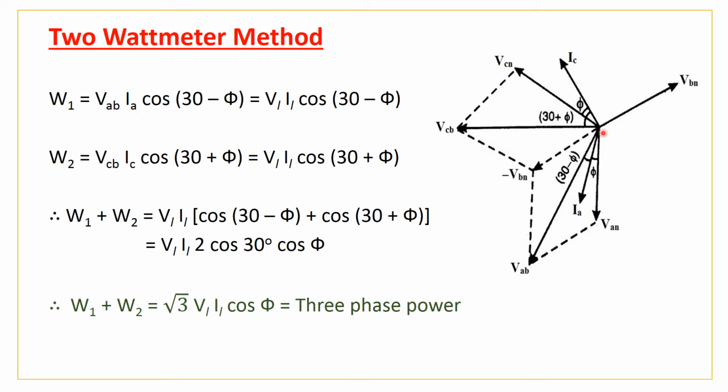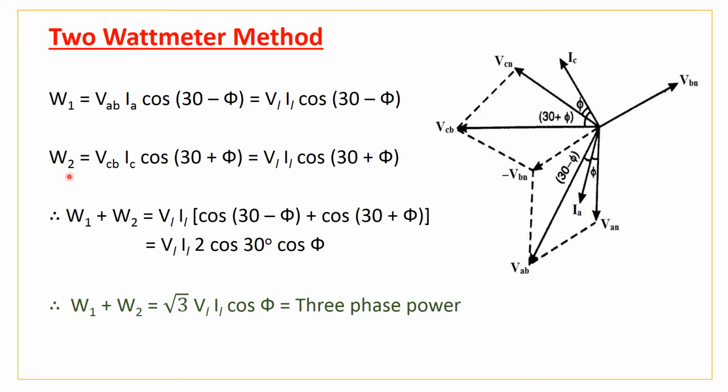So as per the phasor diagram, if this is VAB and this is IA, then the angle between VAB and IA was found as 30 minus 5. Therefore, VAB into IA into cos of 30 minus 5. Since VAB and IA are the line parameters, we can represent W1 is equal to VLIL cos 30 minus 5.